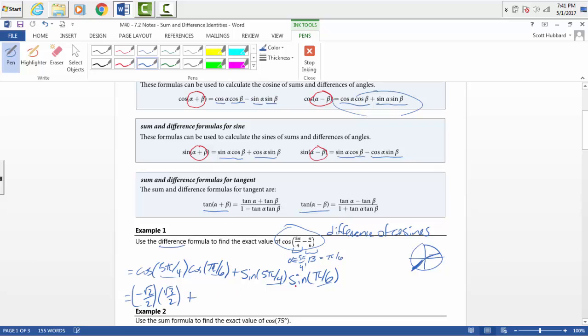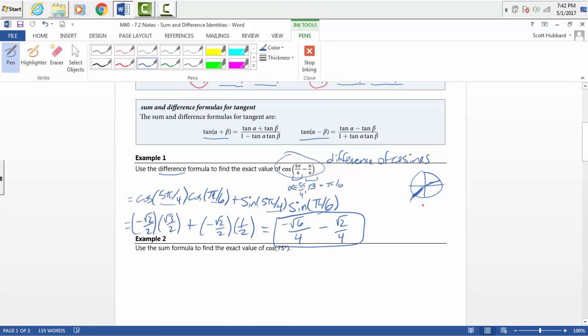And then it's plus sine of 5 pi over 4, which is down in this quadrant again. That's pi over 4, so that's negative root 2 over 2 as well. And sine of pi over 6, well, when the angle's small, the y value is small, so it's 1/2. We go ahead and multiply, and we get negative root 6 over 4 minus root 2 over 4. There you go, that's the answer.